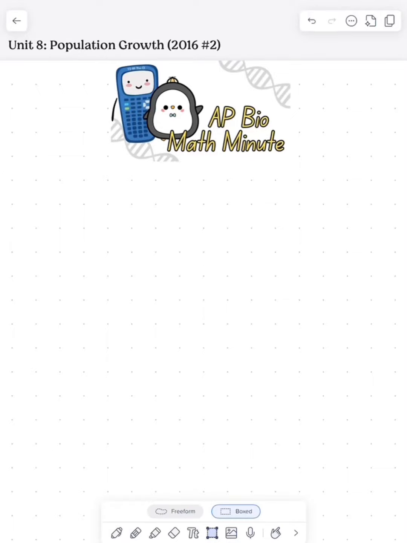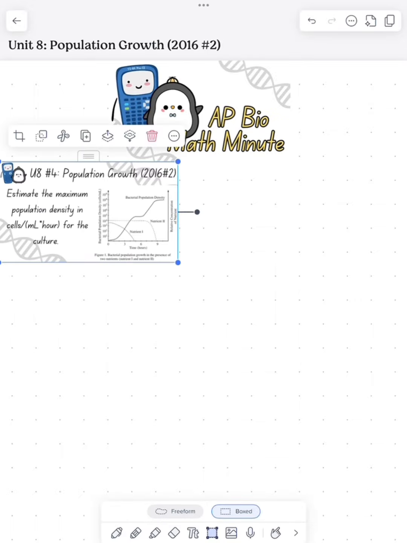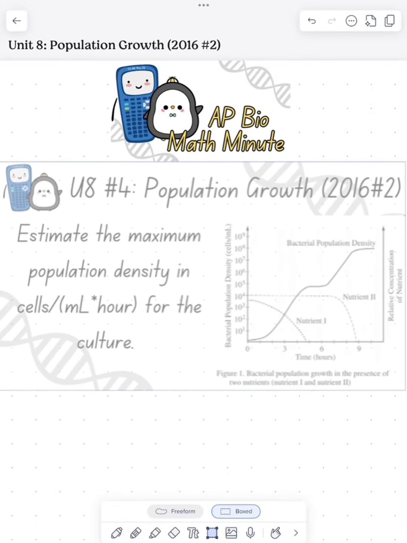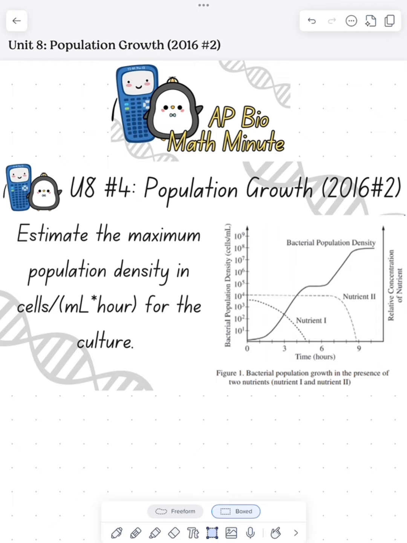Today we're going to do a little AP Bio Math Minute looking at population growth, specifically looking at the two math questions that are in the 2016 number 2 exam. So first we want to estimate the maximum population density in cells per milliliter hour of the culture.